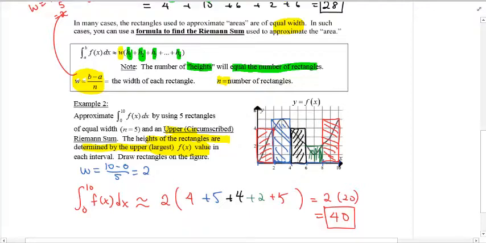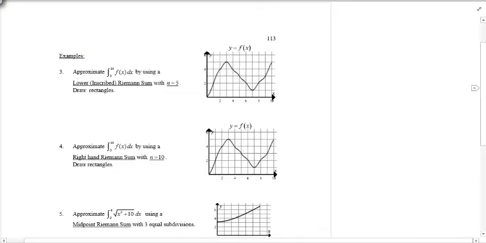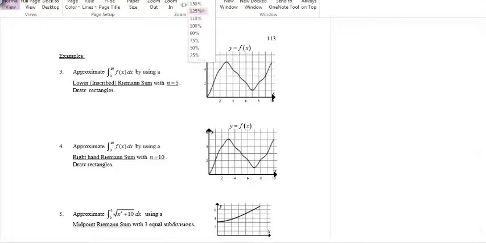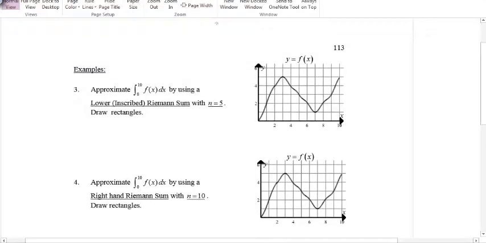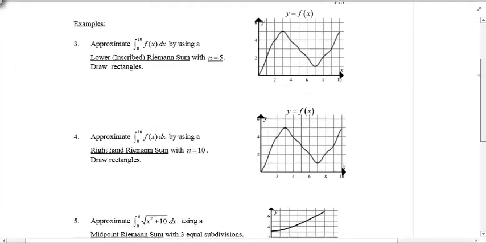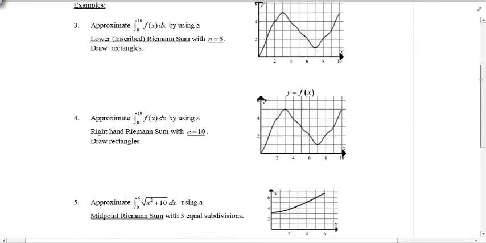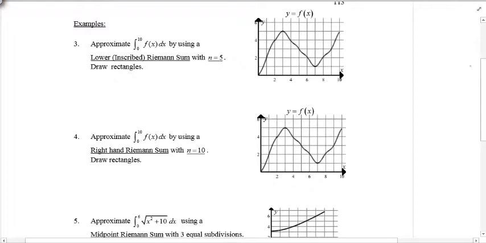Okay. Take a look at the next page. Some more examples for you to try. This time I think I'm going to leave you to try 3, 4, and 5. Okay? Actually, maybe 3 and 4. I'll come back to help you with 5.